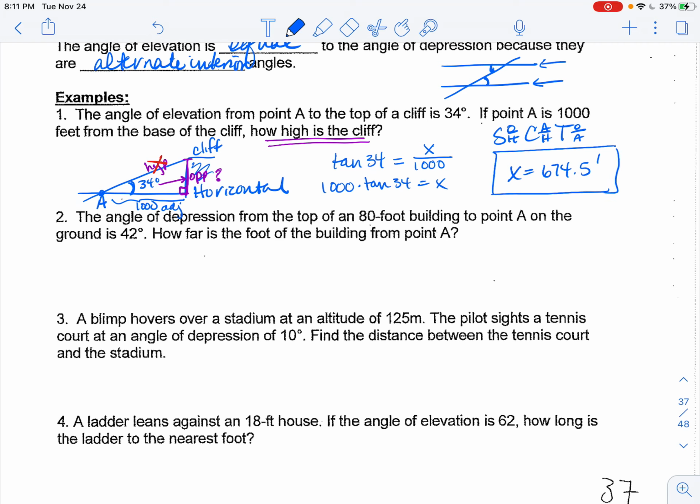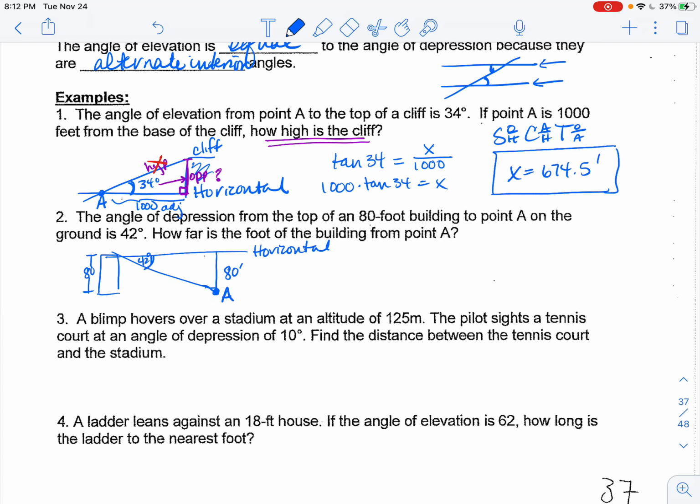And problem number 2, the angle of depression. All right, so it's always from a horizontal. Here's my horizontal, and it's my angle looking down, this guy. It says the angle of depression from top of an 80-foot building. So we know that this building right here, this is 80 feet tall. And that happens to be the same vertical height on the other side. So the angle of depression from the top of an 80-foot building to a point A on the ground, here's my point A on the ground, is 42 degrees. So this angle is 42 degrees.